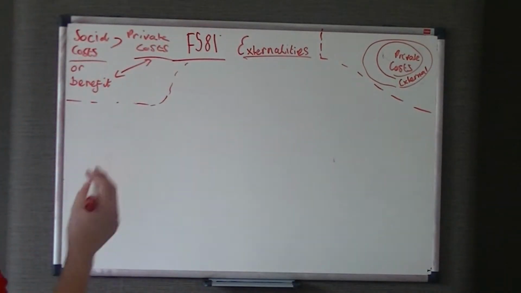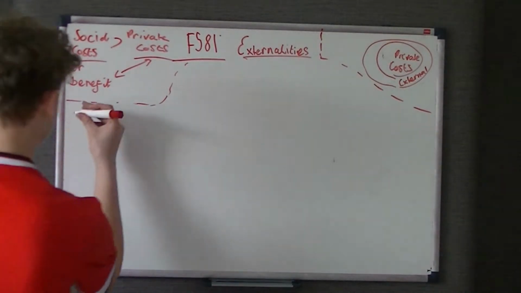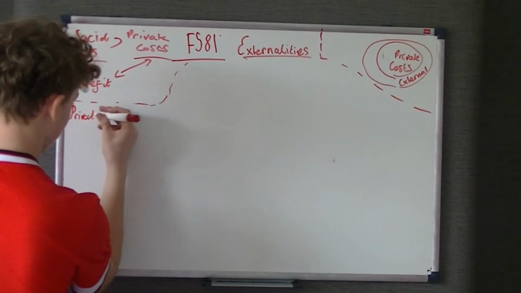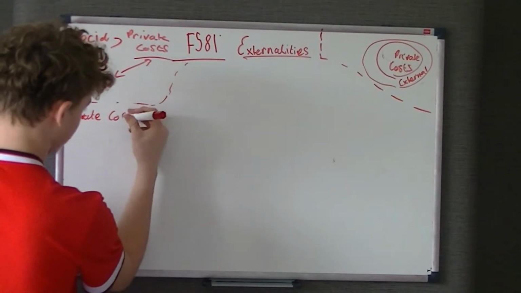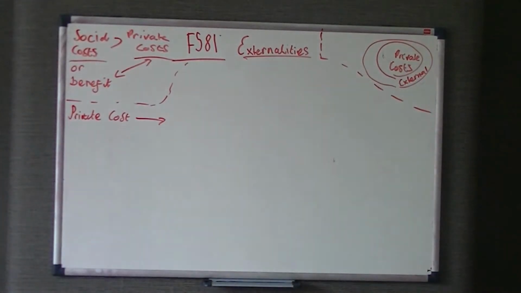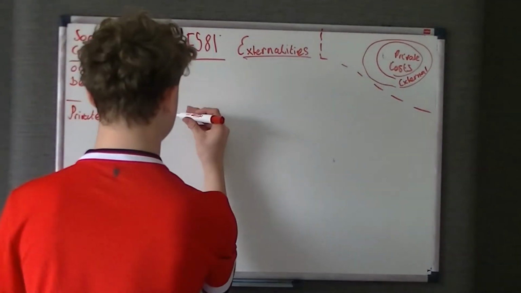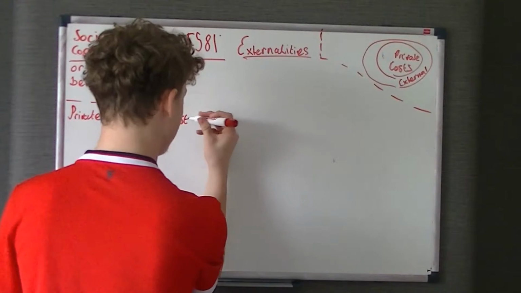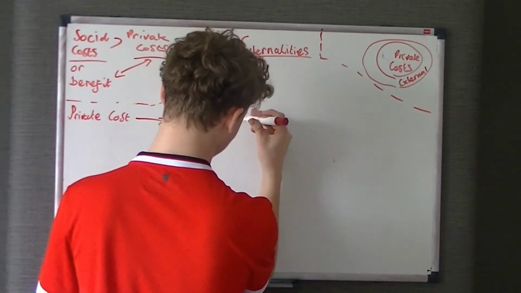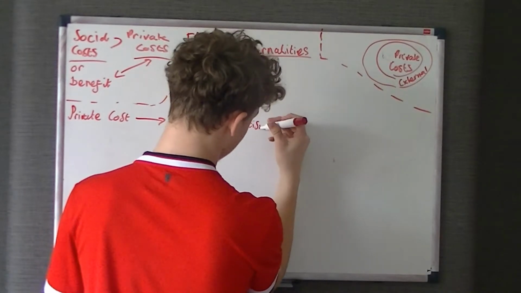Excuse me. So, what is a private cost? I'll write these down, probably should. A private cost is the cost to the decision maker of performing an activity. So that could be you or me.